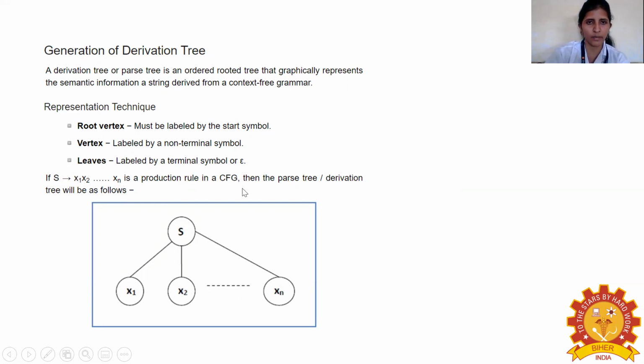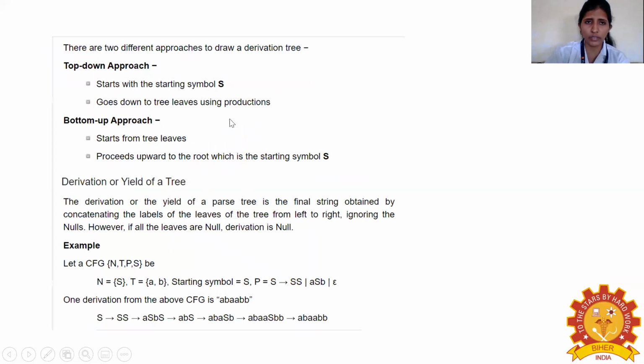There are two different approaches to draw a derivation tree. One is the top-down approach, which starts with the starting symbol S and goes down to the tree leaves using the production rules. The next one is the bottom-up approach, which starts from the tree leaves and proceeds upward to the root, which is the starting symbol S.